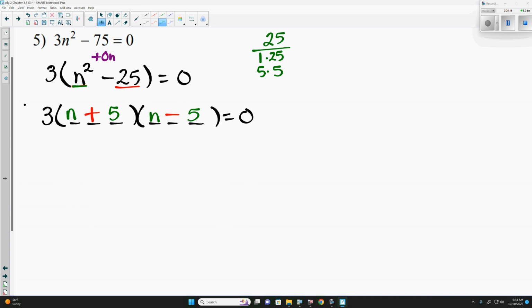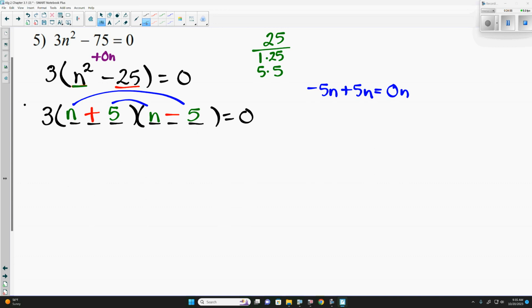5 and 5 is better. It is smaller. Now if we check this here, n times negative 5 is negative 5n. 5 times n is plus 5n. And it equals 0 or 0n. Questions on how we found these factors? So even though there wasn't a middle term, we could still find it.